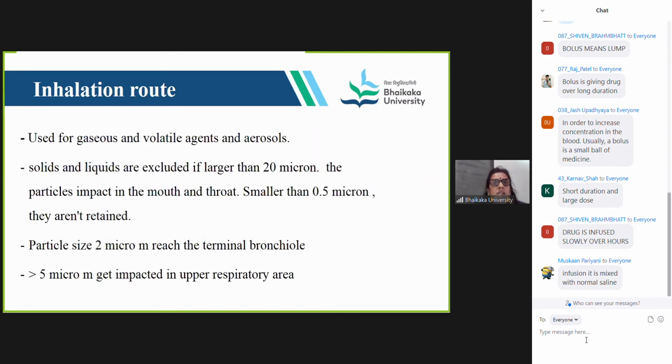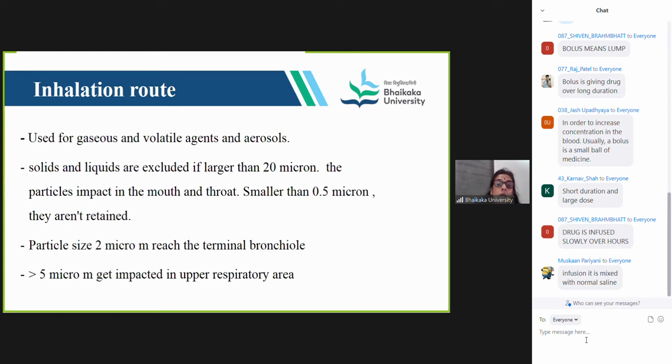So for the systemic effect or systemic action, I have covered the oral route. I have covered the parenteral route where the drug is given by injection. The other route is where the drug is given through the inhalational route. You all have discussed that there are some aerosols which can be used. Gaseous and volatile agents can be used through this inhalational route.